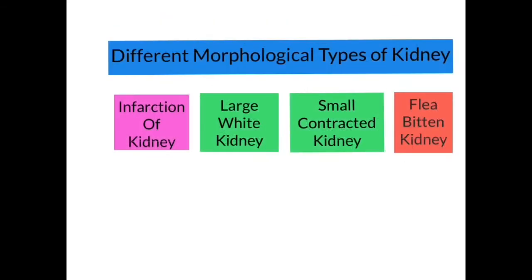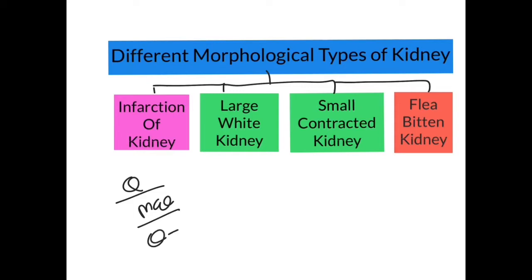Coming to the different morphological types of the kidney, the kidney can be divided into infarction of a kidney, large white kidney, small contracted kidney, or flea-bitten kidney. Why I am describing all these different morphological types of the kidney is very important, because these morphological types can be asked as a question in the theory. This can be asked as an MCQ.